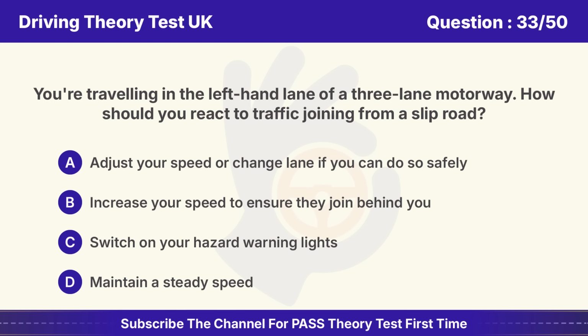Question 33. You're traveling in the left-hand lane of a 3-lane motorway. How should you react to traffic joining from a slip road? Option A. Adjust your speed or change lane if you can do so safely. B. Increase your speed to ensure they join behind you. C. Switch on your hazard warning lights. D. Maintain a steady speed.